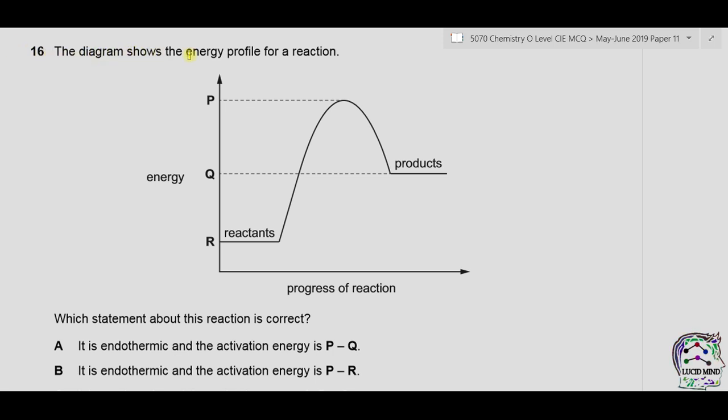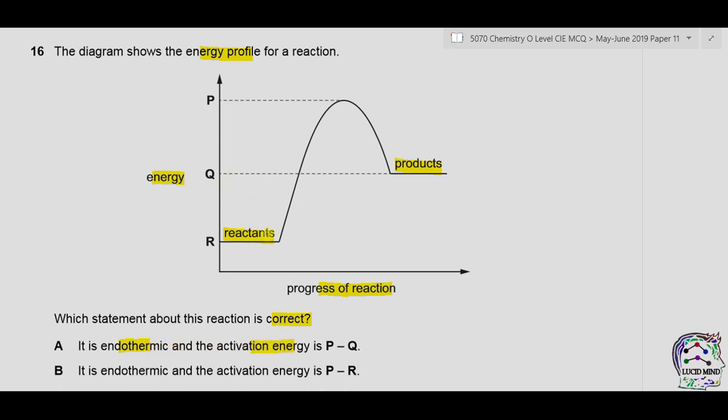Question 16. The diagram shows the energy profile of a chemical reaction. This is the reactants and these are the products. On the y-axis we have energy and on the x-axis we have progress of reaction. Which statement about this reaction is correct? In the statements we have two things. One is whether the reaction is endothermic or exothermic, and second is what is the activation energy.